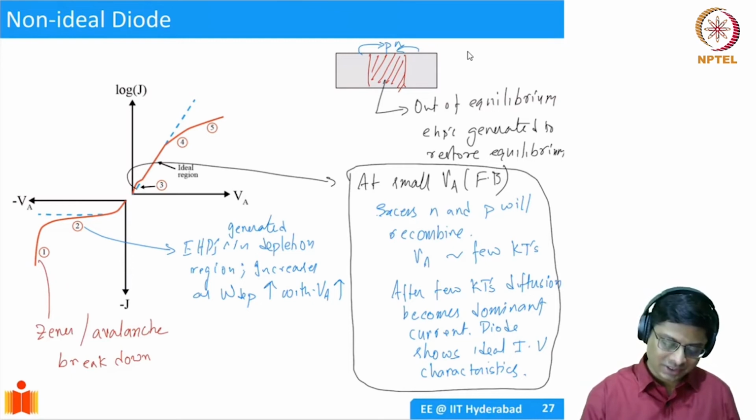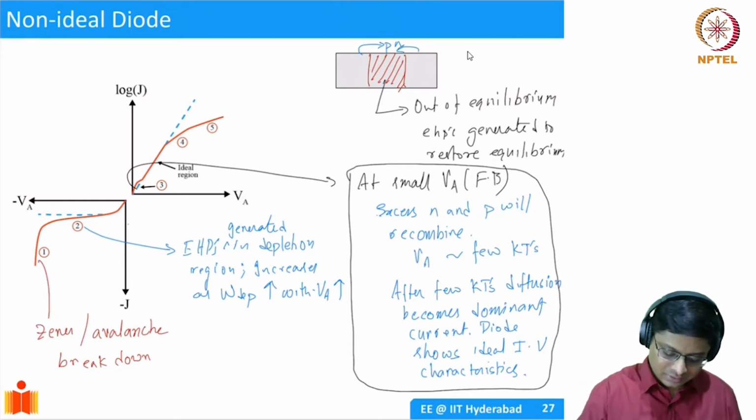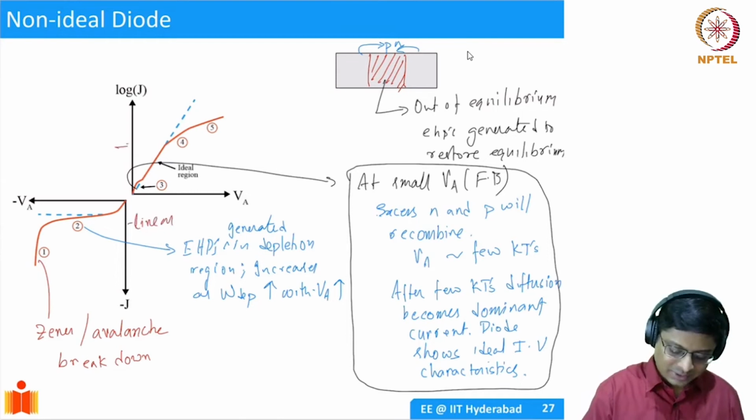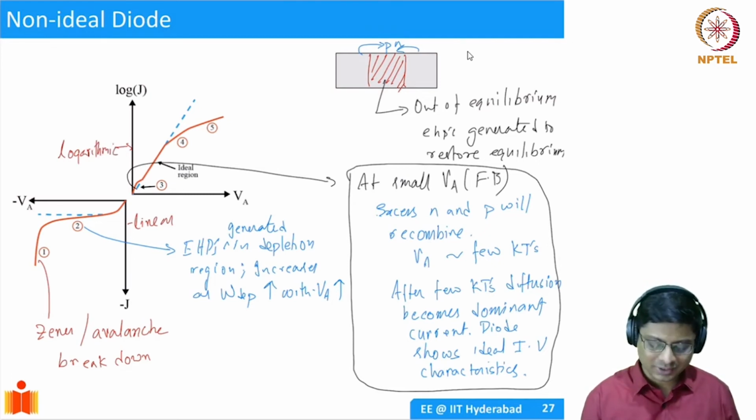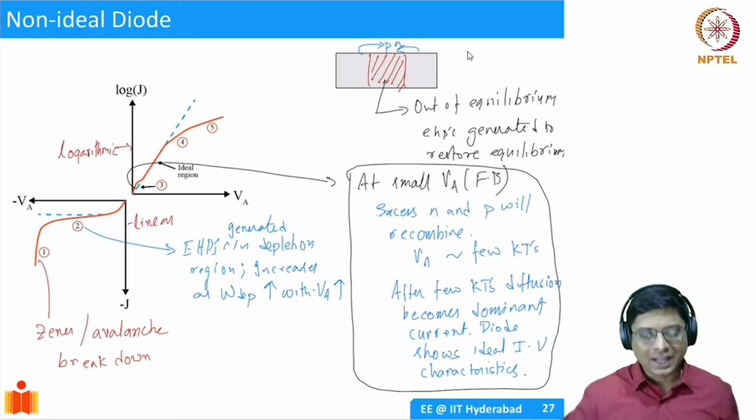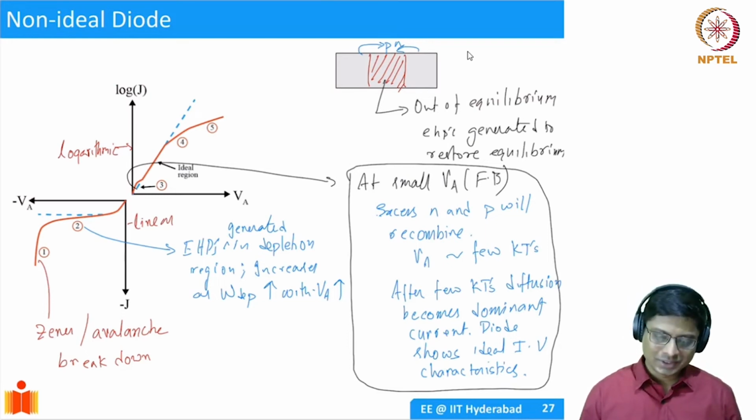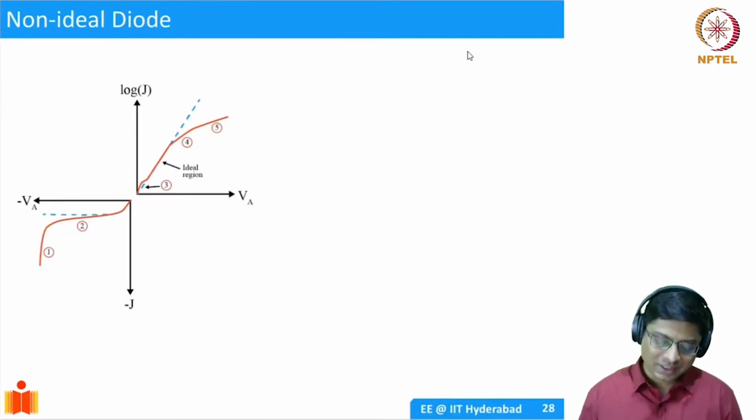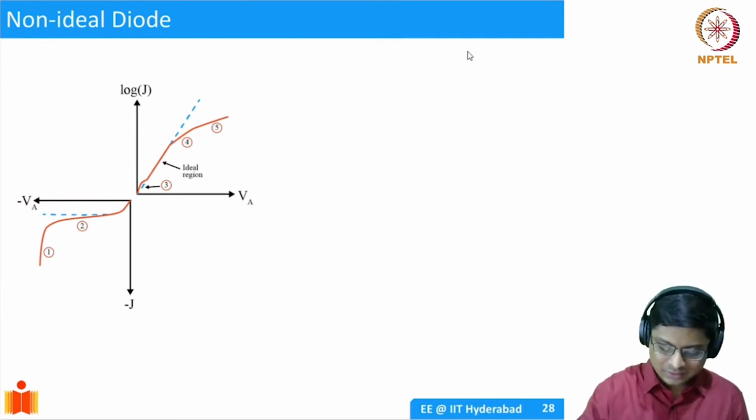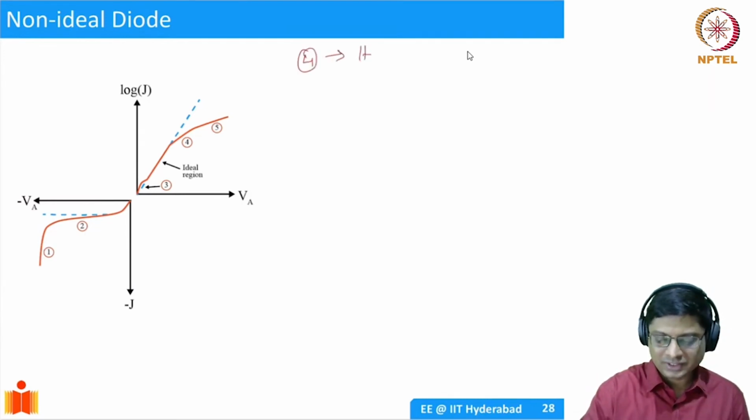And remember, this is linear, and this is logarithmic. So you will not see much of a change. It's going to be a small, tiny blip at small gate voltages, and then you have the ideal current-voltage relationship. As you keep increasing, you get into another type of non-ideality. After a certain voltage, you get into a certain non-linearity, which we call high-level injection. Here, 4 is what we call high-level injection.